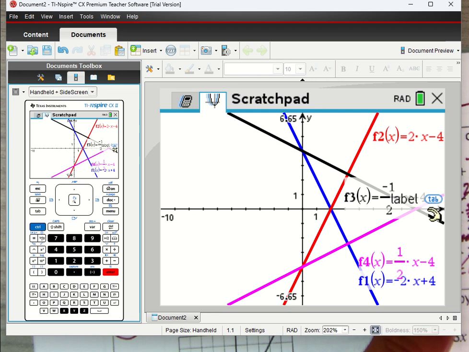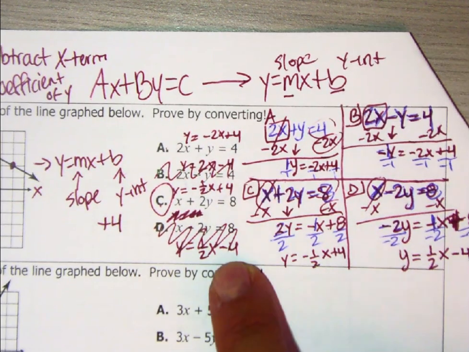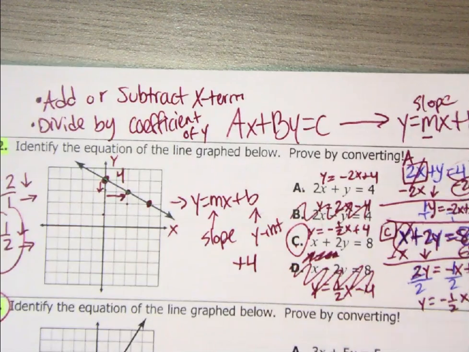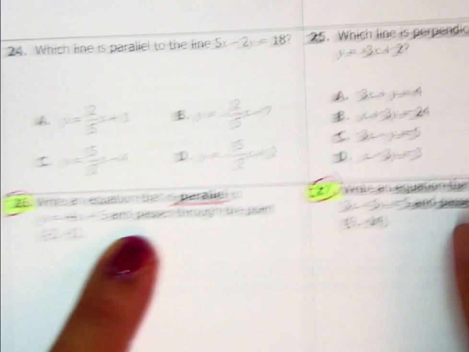So the only thing you really have to master is rewriting these into mx plus b, so you can just type them in your calculator and find the match. All right, let's go over 3 more questions. I'm going to go over a parallel and perpendicular one, and then I'll do line of best fit.